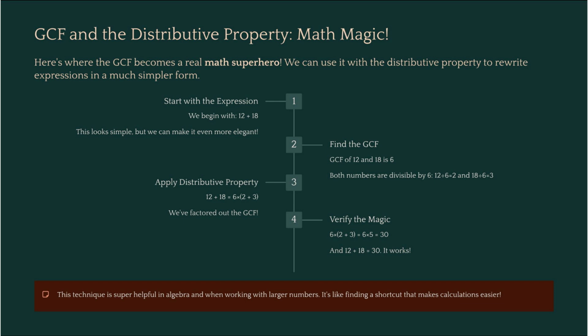The GCF has another cool use in algebra, the distributive property. You can rewrite an expression like 12 plus 18 by pulling out the GCF. Since the GCF of 12 and 18 is 6, we can rewrite the expression as 6 times (2 plus 3). Notice that 6 times 2 equals 12, and 6 times 3 equals 18. This is a way to simplify expressions for later work in math.